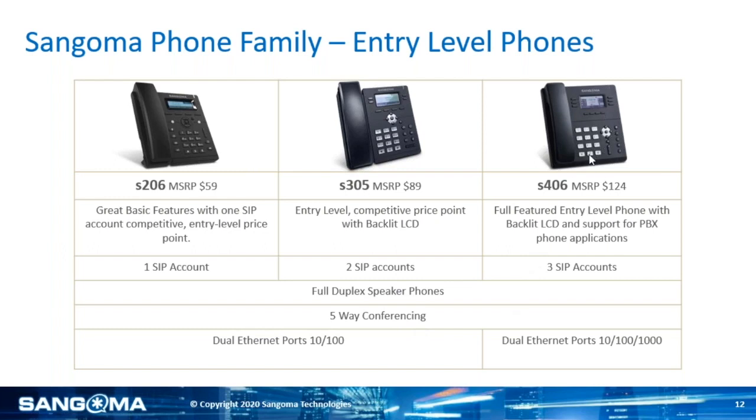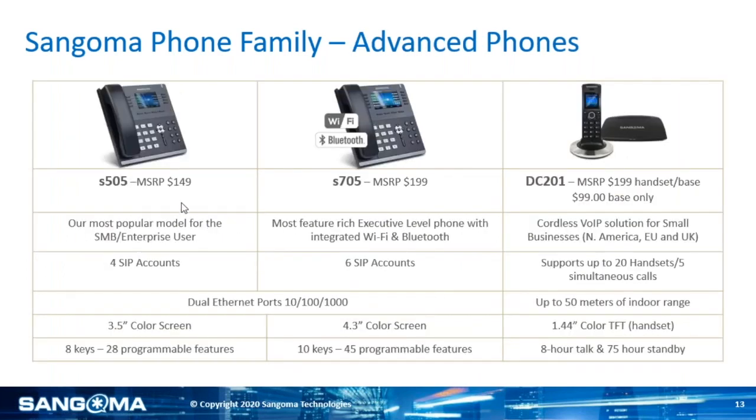And then at the high end of the entry-level phones is the S406. Now this is where you're going to get dual gigabit ports for gigabit pass-through. You're going to get a bigger LCD screen, and then of course support for the phone applications we're going to be talking about here shortly. The S505 is by far our most popular phone. Both that and the 705 have dual gigabit ports. Both are color screen. Both support an expansion module, which we'll talk about a little more here shortly. The S705 does have a slightly bigger color screen, and then it has Wi-Fi and Bluetooth support.